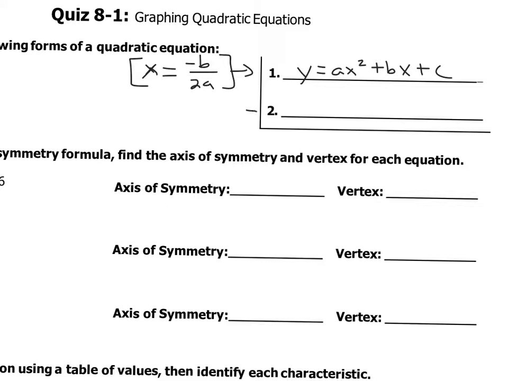All right, number 2. Vertex form of a quadratic equation is y equals a times x minus h squared plus k. Very similar to the vertex form of an absolute value equation. So remember, when a quadratic is in vertex form, we can easily identify the vertex, and that would just be h comma k. And we could also easily identify the axis of symmetry, which would just be x equals h.